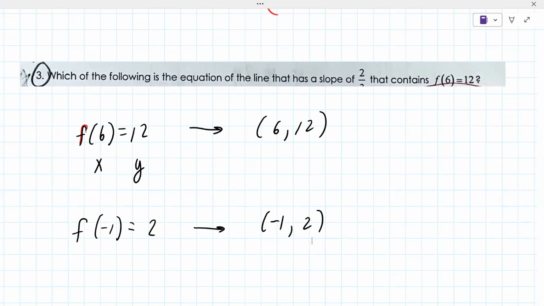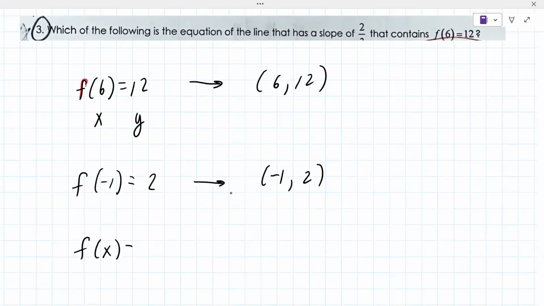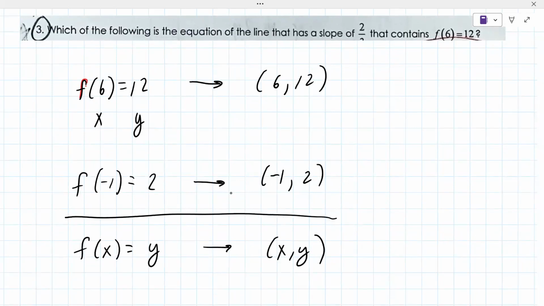So it's really f of x equals y. It gives you the ordered pair x, y. So that's something to have down in your notes maybe. But regardless of whether you have that or not, there's a couple of ways to do number 3.